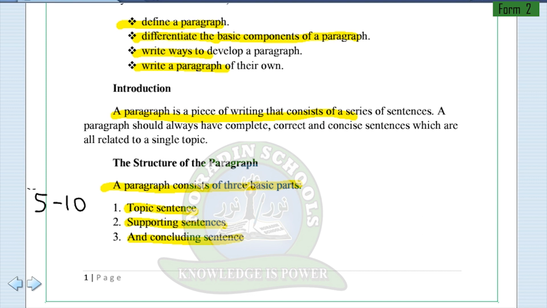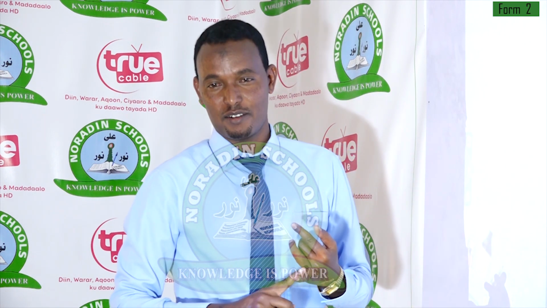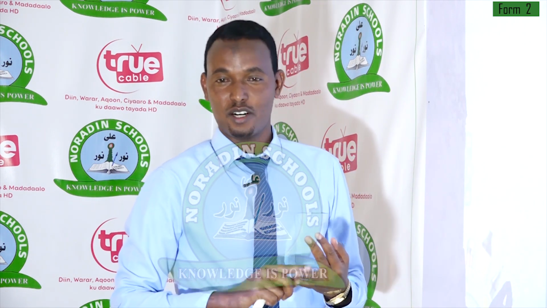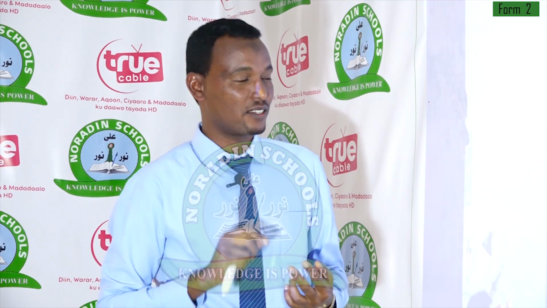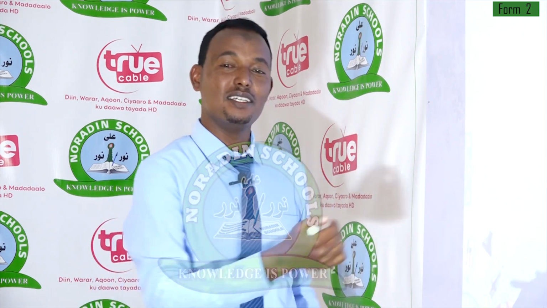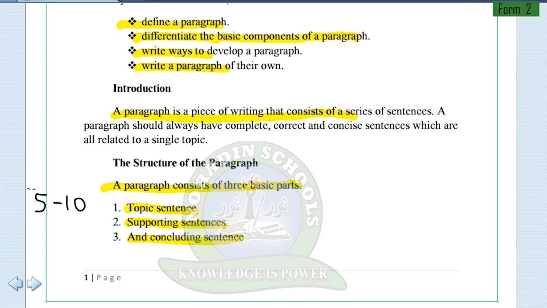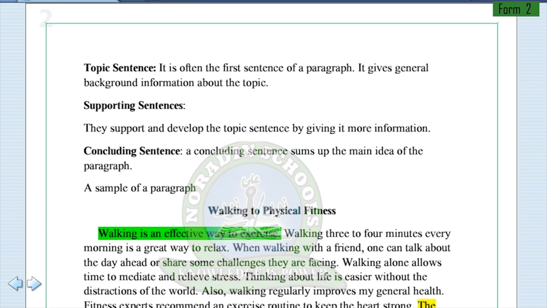Now, you know what a paragraph is. You know how many parts each paragraph comprises, and what each part is. For example, the first one is the topic sentence, the second one is supporting sentences, and the last is the concluding sentence. Let's go on.